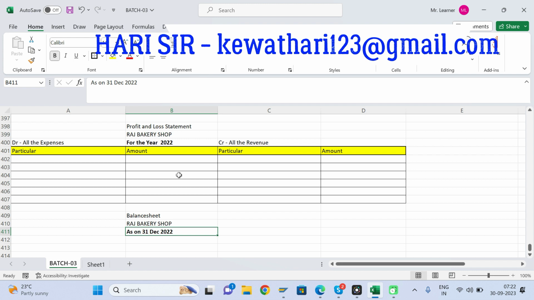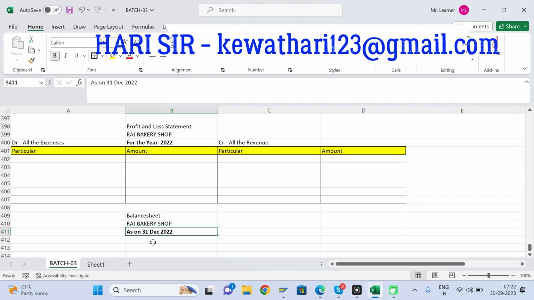When you are preparing this year's profit and loss account, you will consider only this year's expenses. But in the balance sheet, whatever value was there last year and whatever value is there in the current year, both are combined and given in the balance sheet. So the balance sheet will always have an as at date. That is the difference between profit and loss account and balance sheet.